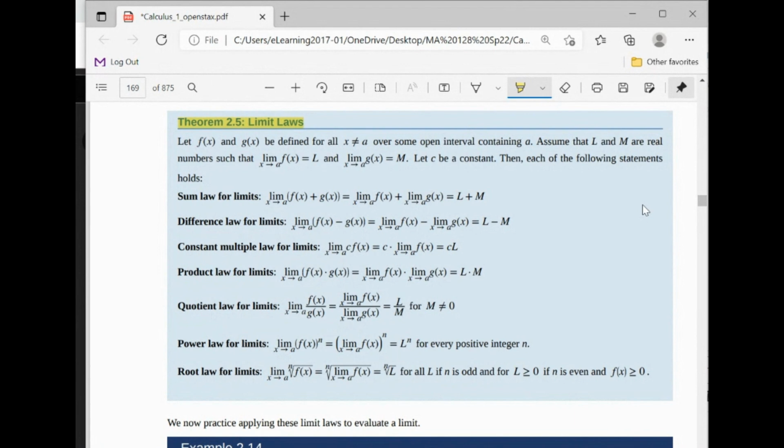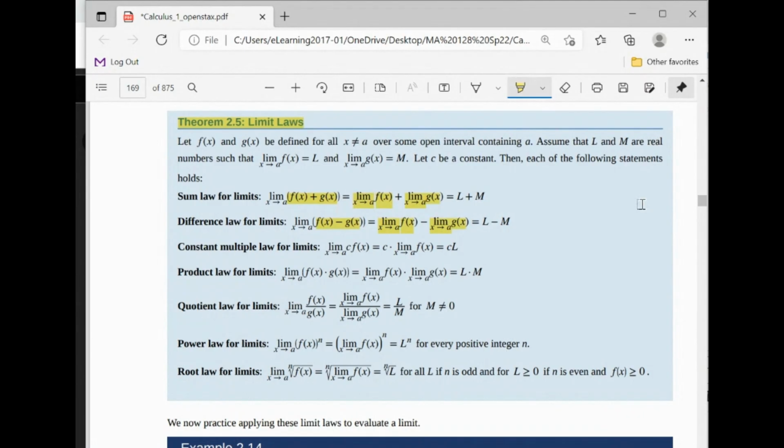So the sum law, which I just mentioned to you, tells us that if we want to find the limit of the sum of two functions, then we can just find the limit of each function separately and add them. So if the limit of f is L and the limit of g is M, you can find the limit of their sum by adding L plus M. And similarly, if you have a difference of functions and you want to find the limit at a point, you can evaluate the limits separately. So the limit of the difference will be the difference of the limits.